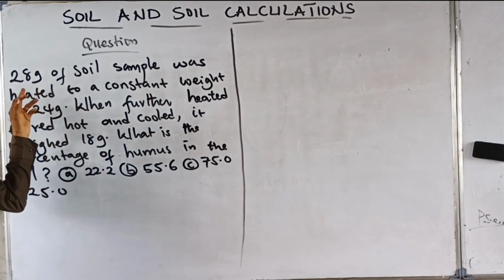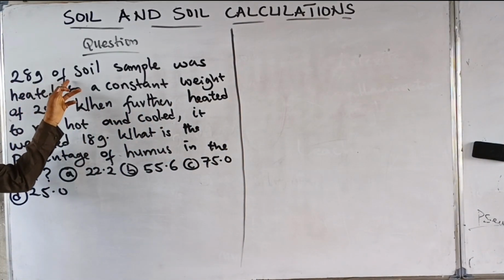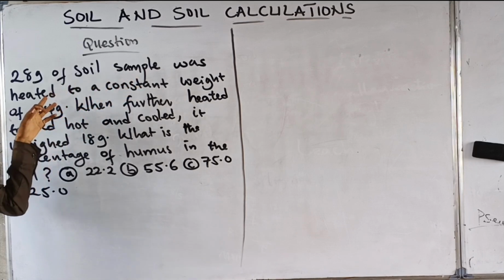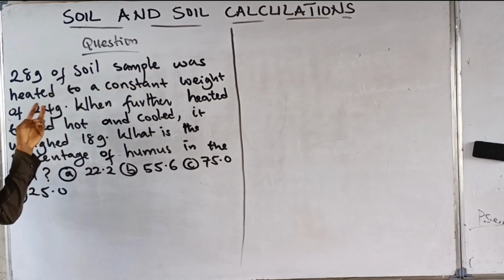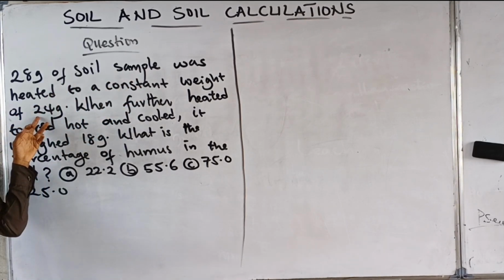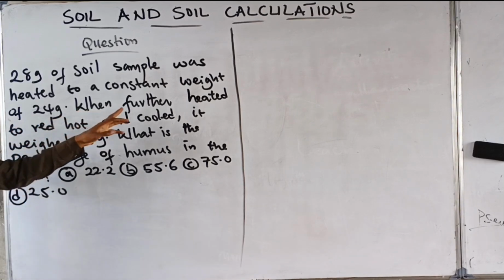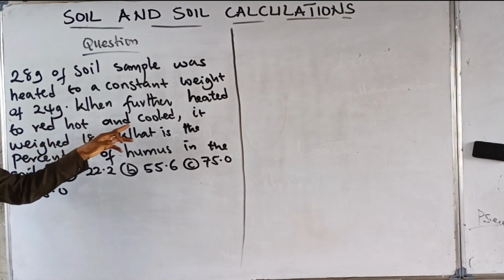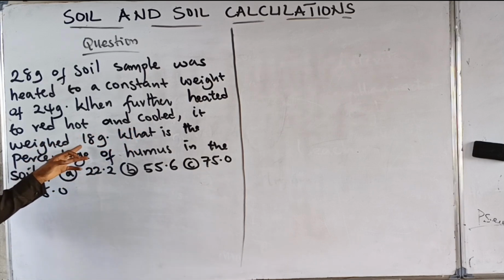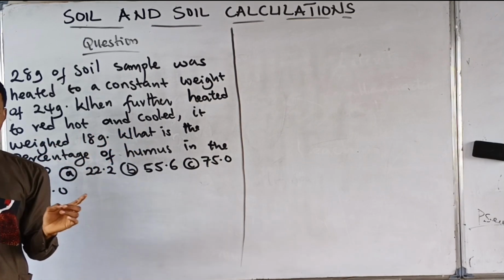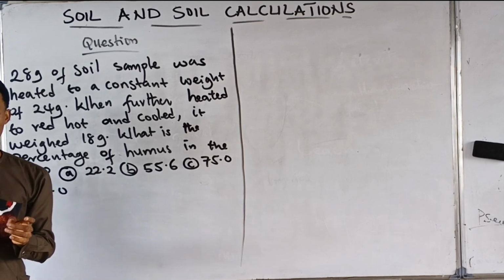The question says 28 grams of soil sample was heated to a constant weight of 24 grams. Listen, I would not like you to be talking now. When further heated to red hot and cooled, it weighed 18 grams. What is the percentage of humus in the soil? Remember that question we read before.